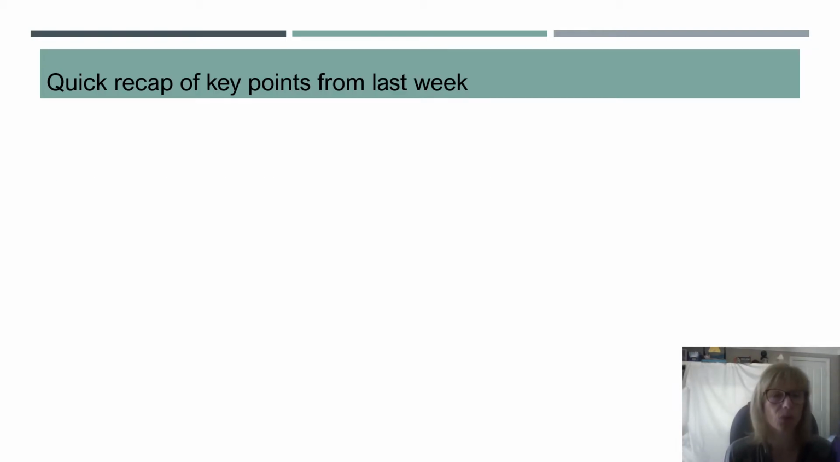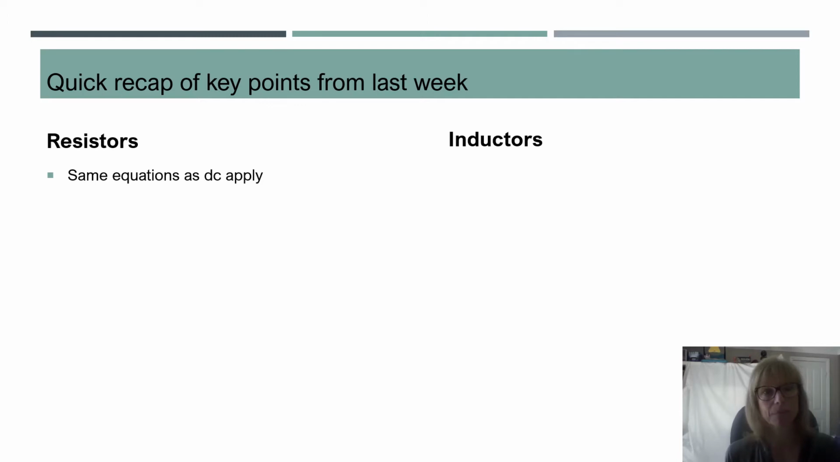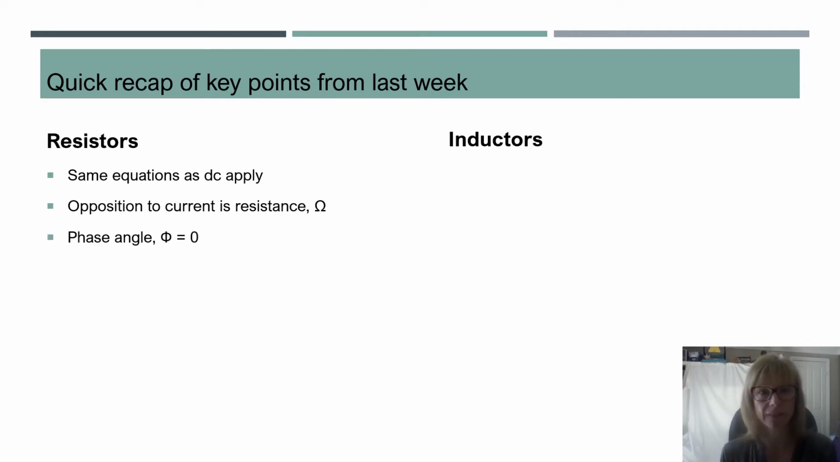Okay, so first of all, we're going to do a quick recap of points from last week. We were looking at inductors and resistors. And if you remember, resistors are unique in that the same equations as DC apply when they are in an AC circuit. The opposition to the current is still the resistance. It's just the resistance in ohms, the same as if it was in a DC circuit. And the phase angle between the voltage and the current is 0 because the voltage and the current peak at the same time. There is no lag between them.